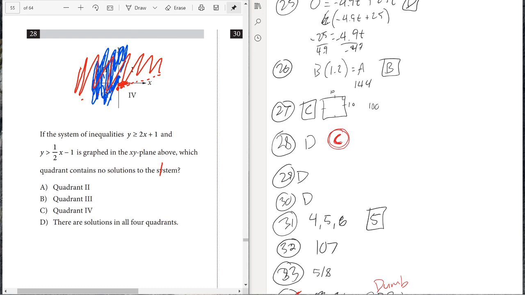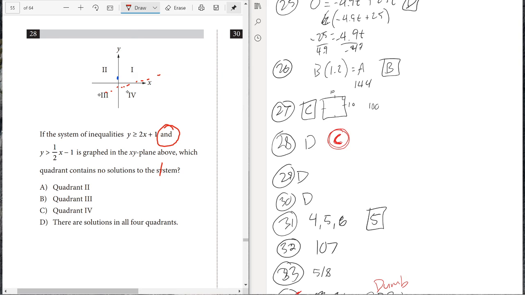1 half x minus 1, and it's only strictly greater than. Oh, but it would only be both of their solutions. It says and, and I was thinking or. Yeah, I'm really off my game, because it would be and, so it'd only be what they have in common. So if it's only what they have in common, let me graph that again. So only what they have in common.